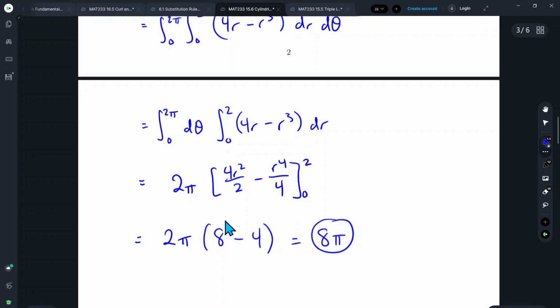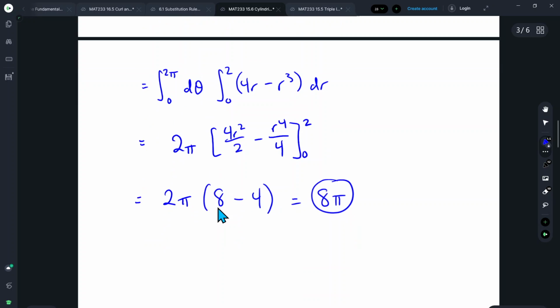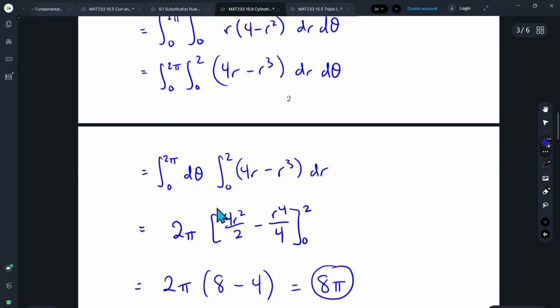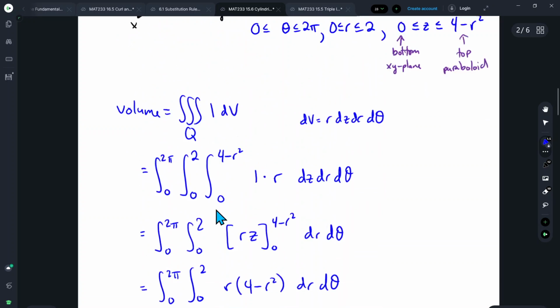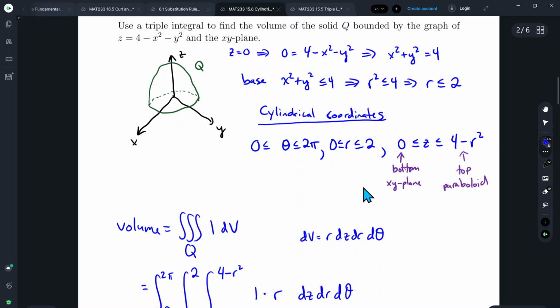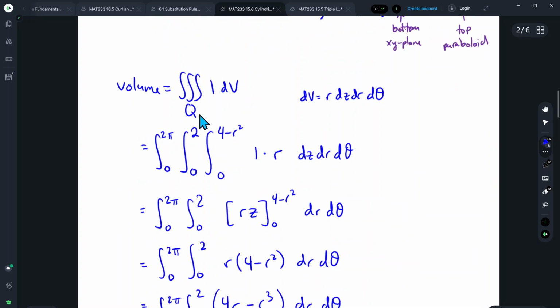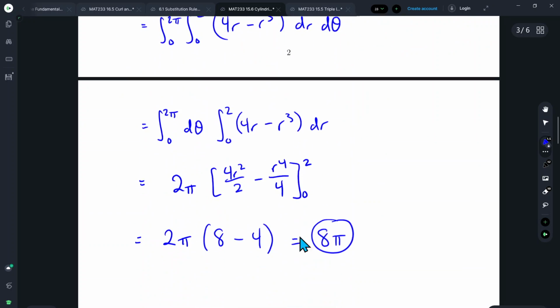So in this example, we first described the region in terms of cylindrical coordinates. You can notice the description is fairly straightforward using cylindrical coordinates. And then we calculated the triple integral that gives the volume.